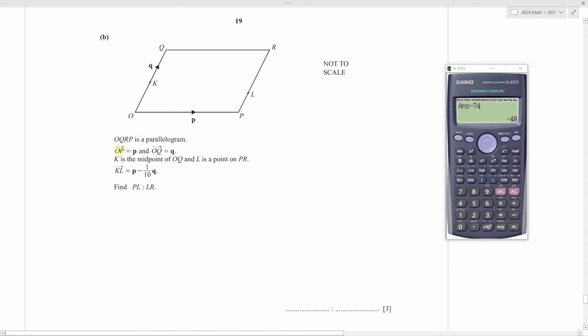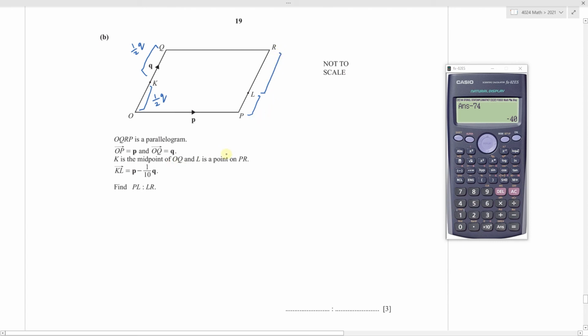Part B: you're given OQRP is a parallelogram. This vector is Q, this vector is P. K is the midpoint of OQ. So that means this OK here is half Q. And then similarly, this KQ is also 1 by 2 Q. And the total vector is Q here. L is a point on PR. KL, which is this vector here, is P minus 1 by 10 Q. Find the ratio PL to LR. So you're looking for the ratio of this PL to LR.